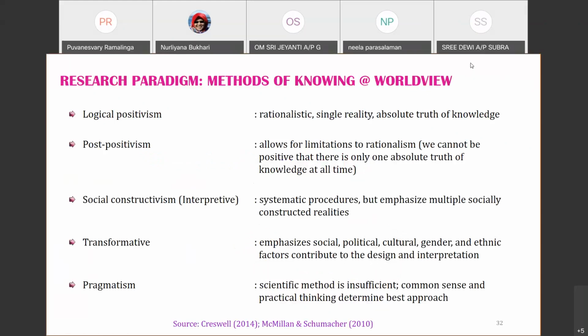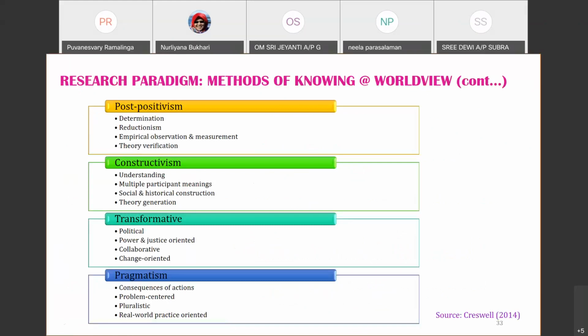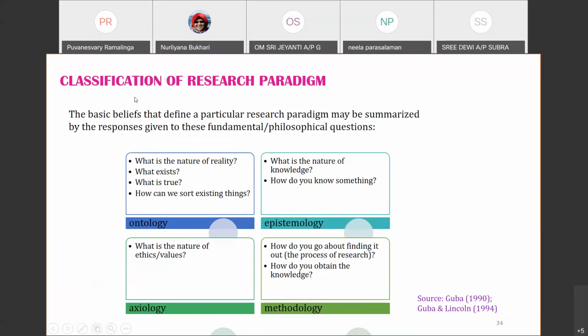Okay, this was the one that we said, logical positivism. We'll see if we can go back to this next week, but what I want you to focus on now is the theory, and if you have time, skim through the paradigms. And these are the points from Creswell. What does it mean? And how the classification of paradigm is based on philosophical questions or philosophical tenets.